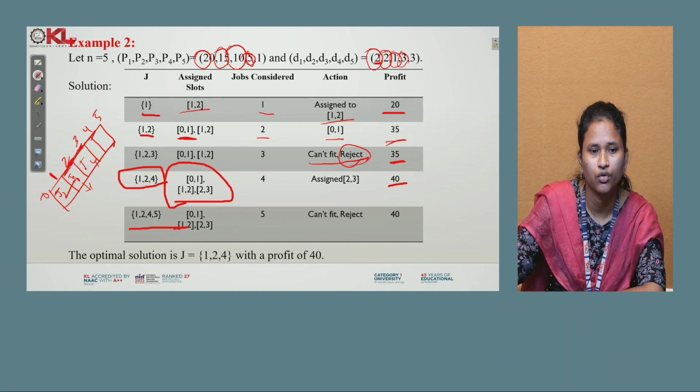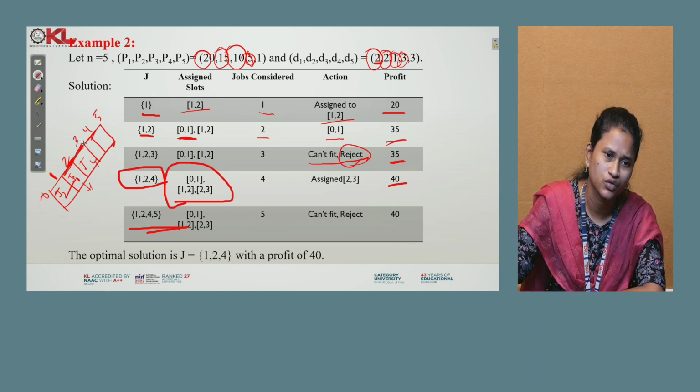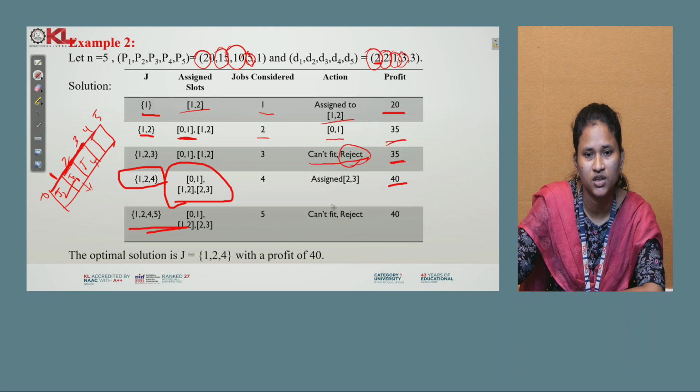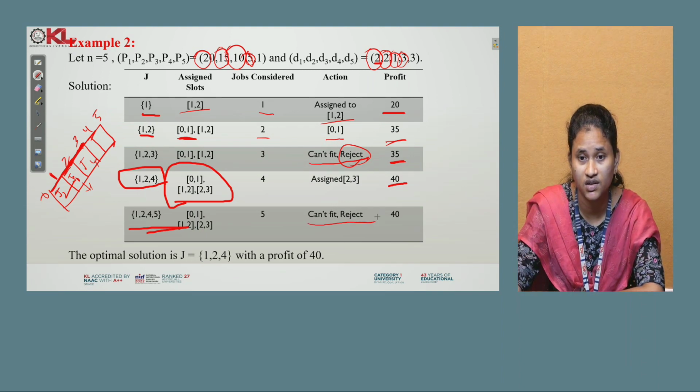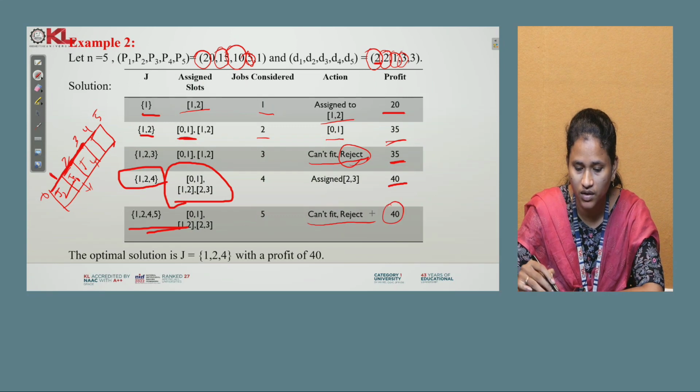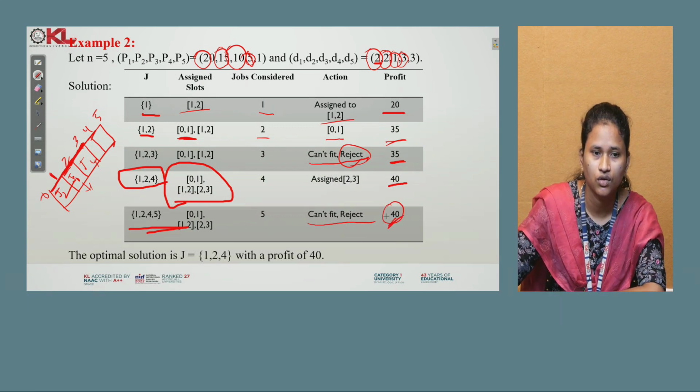And then job 5. So now we are newly taking 5. The deadline is 3, so from 3 we have to choose. The first left is already filled, the second left is already filled, and the third left is already filled. So that means we cannot fit this job within its deadline. This also will be rejected. The total profit will be the previous value, that is 40. So 5 will also be removed from this list, because it was rejected.